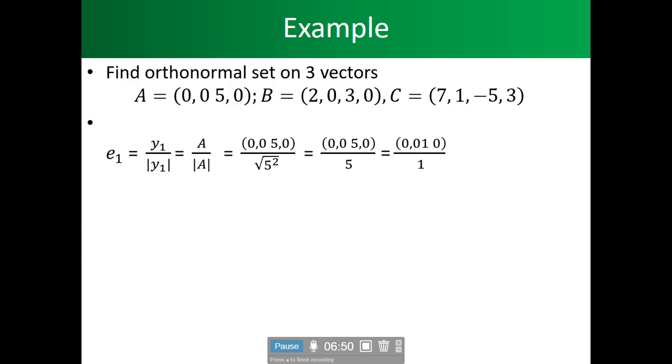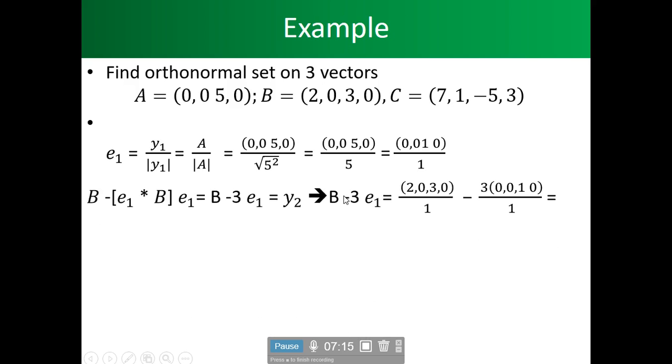We're looking for E1. All we have to do is find a normalization of the first one. So we find the first vector here, 0, 0, 5, 0. We know that 5 is going to be the magnitude. So you have 5 squared, and you put it under the square root, you get 5 back. So we have 5, and it's divided into the z factor. It's 5, so it'll just be 1. So it'll be 0, 0, 1, 0 instead of 0, 0, 5, 0.